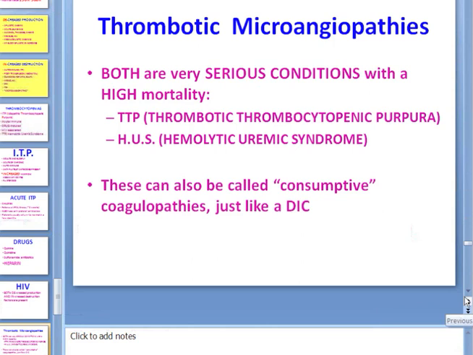And let's talk about the last situation now, the thrombotic microangiopathies. Think of that as exactly what it is. If you have a disease of a small blood vessel or a microangiopathy, and there's thrombi going on in there, it's going to consume platelets. And that's why this is called a consumptive coagulopathy.